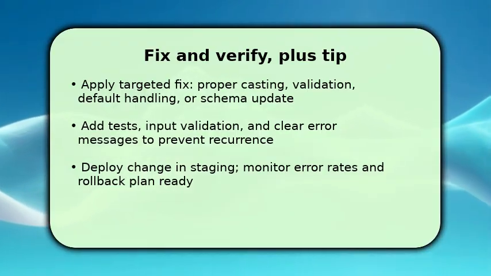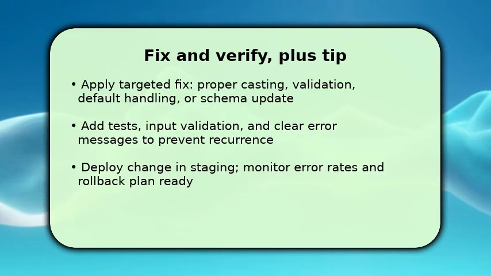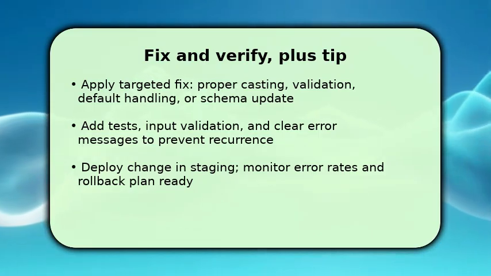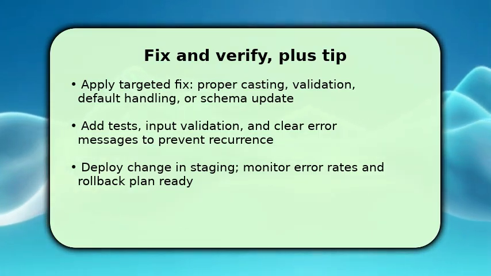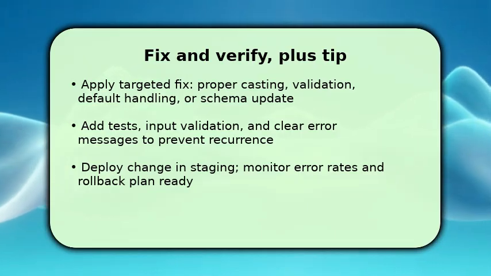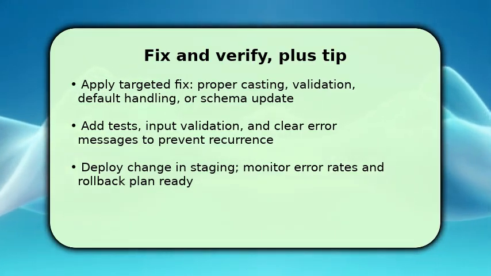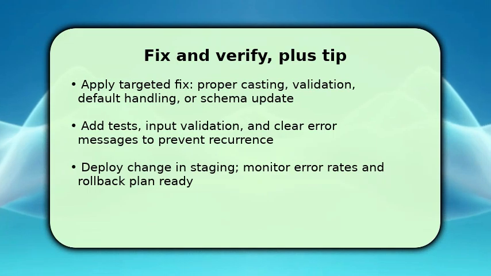If things go wrong, one key troubleshooting tip: revert to the minimal reproducible test and bisect recent commits or config changes to isolate the regression before reapplying the fix.